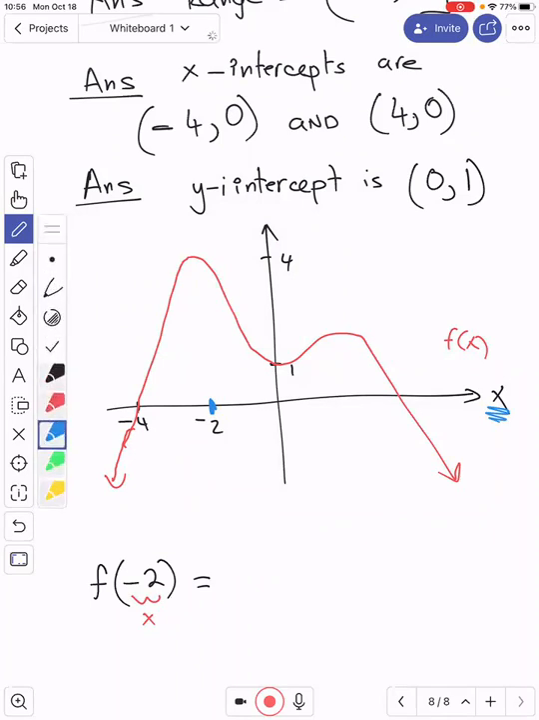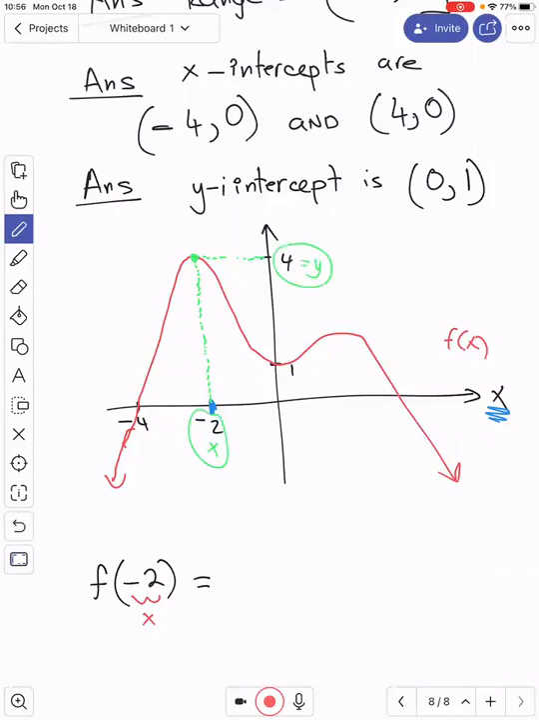And the way to find the corresponding y is to use vertical lines. So I'm going to draw a vertical line starting from -2, and you need to find the intersection with the graph. The intersection of the graph is this point right here, which corresponds to, as you can see, +4. So if my x is -2, then my corresponding output y is +4. So the answer here is +4.